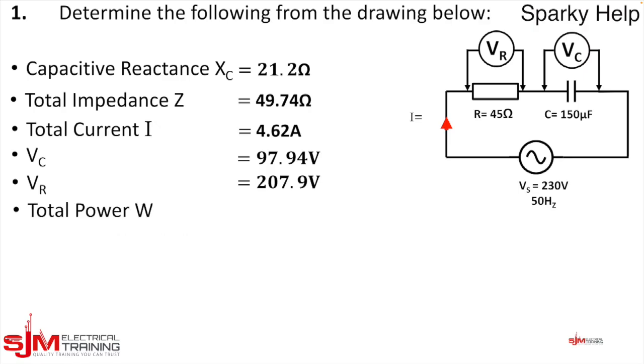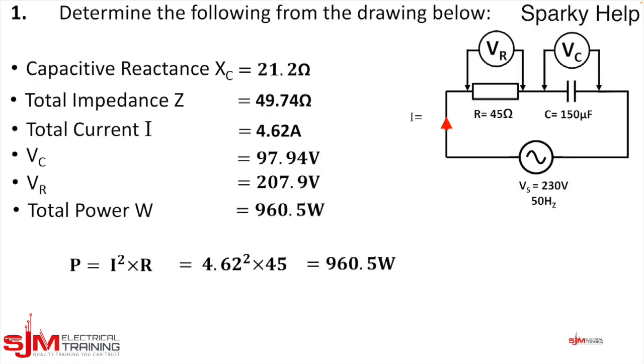Next up, total power. There are many formulas you could use, but I prefer I squared times R. As we know, the resistor is the only one that is going to use power. So that is 4.62 squared times the 45 ohms of the resistor, and that gives 960.5 watts for the entire circuit.